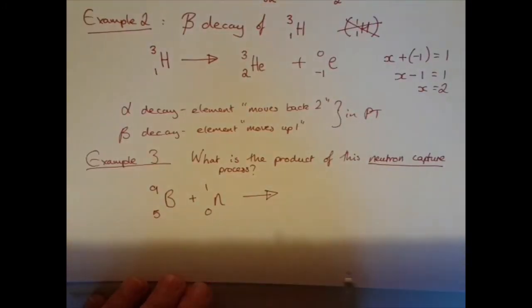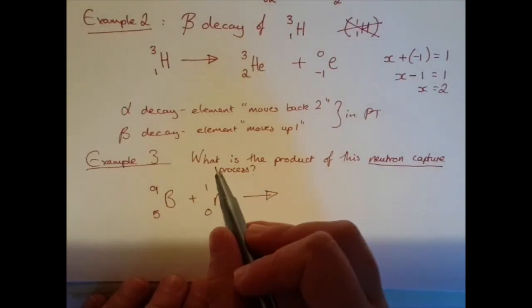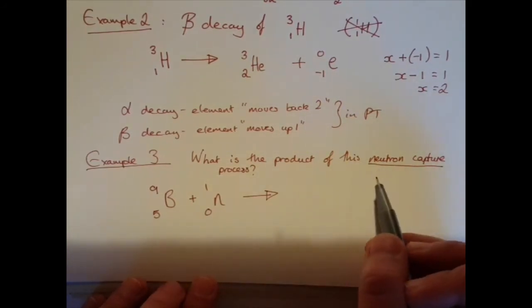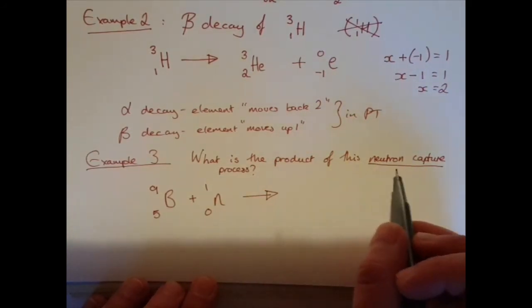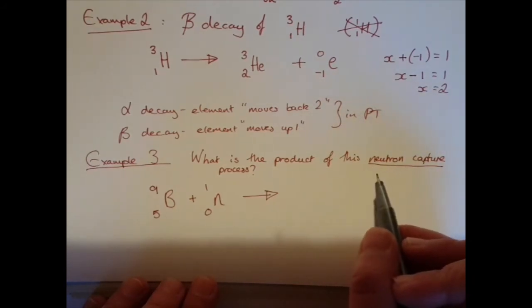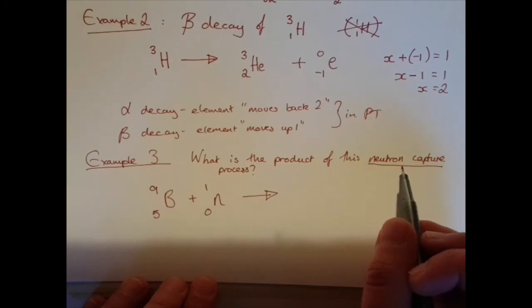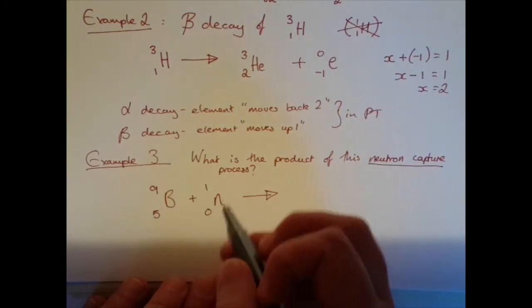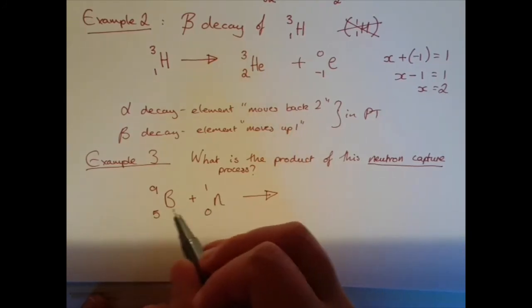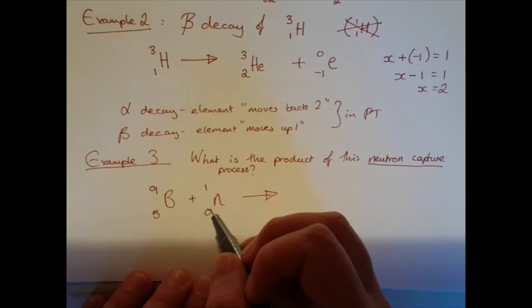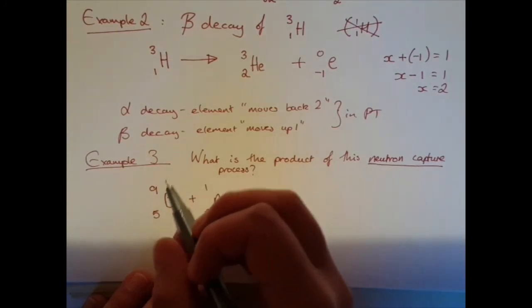Okay, so the third example that we're going to look at is what is the product of this neutron capture process? So this is something we haven't come across. You don't need to know about it. It's not in the course specification, but it could come up as problem solving. So neutron capture is basically just when we bombard a nucleus with neutrons, and some of those neutrons can end up getting stuck onto the nucleus. So this is a way in which some radioisotopes are artificially produced.